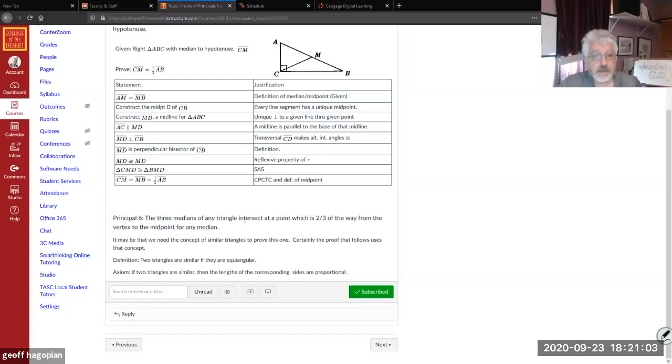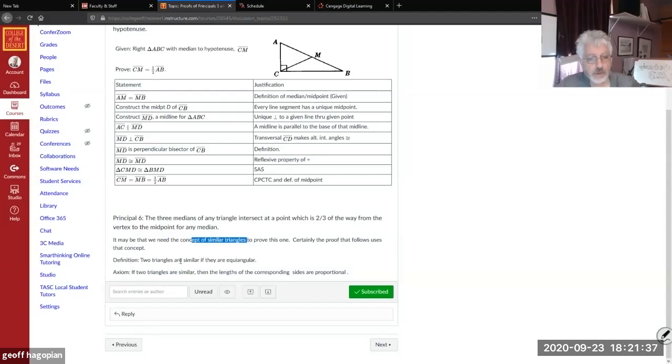So the three medians of any triangle intersect at a point which is 2/3 of the way from the vertex to the midpoint of any median. Okay, so I'm going to try to prove this. I'm going to go to our other venue here, and we're going to need a new idea for this. The new idea, in fact, I think I state that here. It may be, and certainly it would be helpful to have the concept of similar triangles to prove this one. Certainly the proof that follows uses that concept, and I didn't finish that proof here, okay?